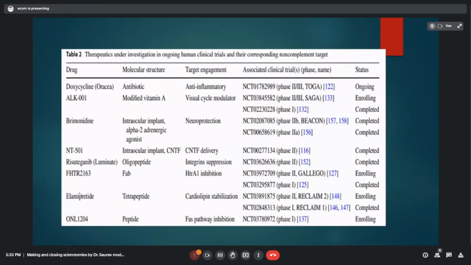Now there are other drugs apart from complement inhibiting drugs. There are drugs like doxycycline, which is used as an anti-inflammatory drug. Modified vitamin A dimers can be used as a replacement of vitamin A, a visual cycle modulator. Then brimonidine is used as a neuroprotective agent. Then ciliary neurotrophic factor intraocular implant, anti-C5 01. Then pathway inhibitors like ONL1204. These are all undergoing trials.